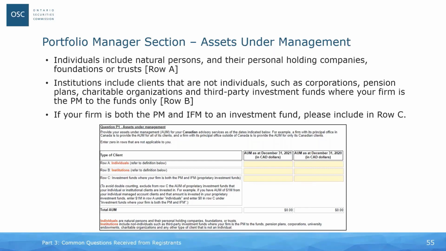Investment funds that you act as a sub-advisor for should be included in row B. In some cases, PMs may invest their managed account clients in investment funds the PM also manages. To avoid double counting, include the information in either row A or row B, depending on the nature of the managed account client. This should not be included in row C. Further explanations are provided within row C of the question. The following slides will provide some examples to further illustrate this case.